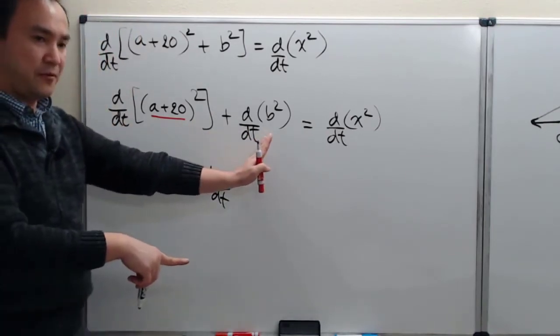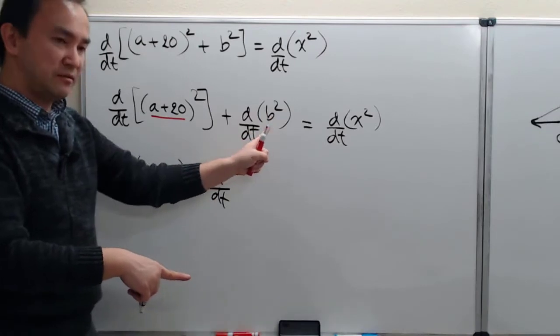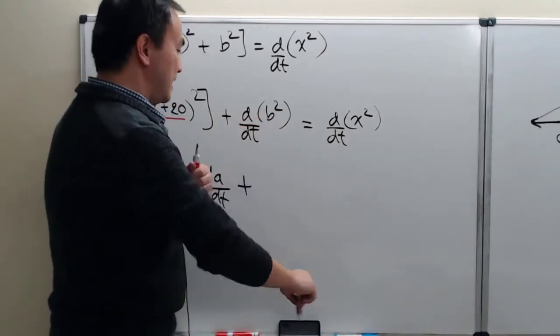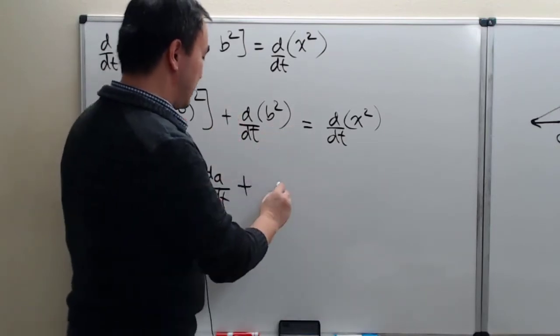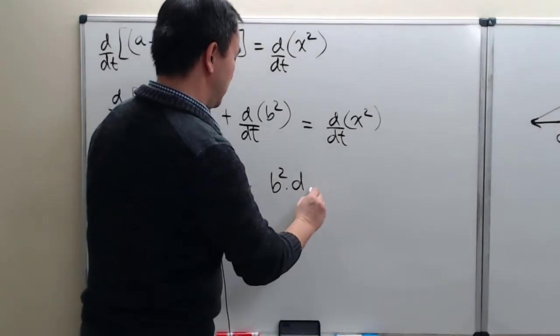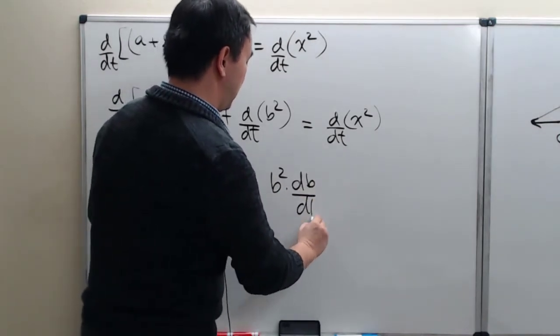Now let's differentiate this b² term in terms of t right here. So doing that, just like how I've done that back in the lecture, that term here gives me 2b times db/dt. Okay.